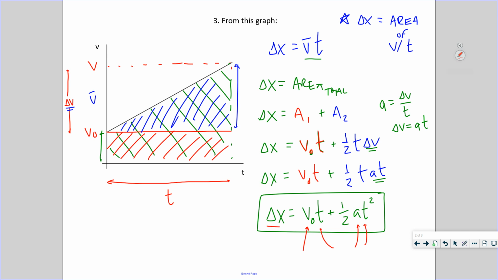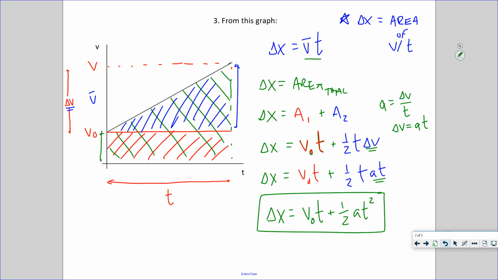Notice that if a is 0, if this thing does not accelerate, this thing agrees with stuff we've said before. If a is 0, we get delta x is v naught times t, right? If it doesn't accelerate, its initial velocity stays as its average velocity, and sure, that works. That agrees with what we've said before. Okay, if it does accelerate, what we get is this extra term that accounts for how much farther it went because it sped up. Okay, so those are what are called the kinematics equations.